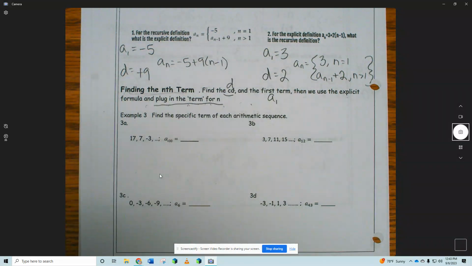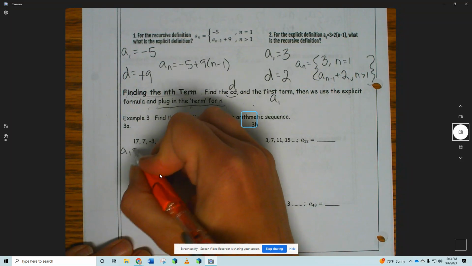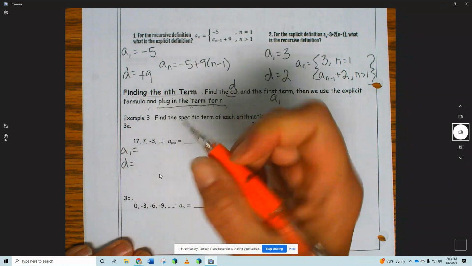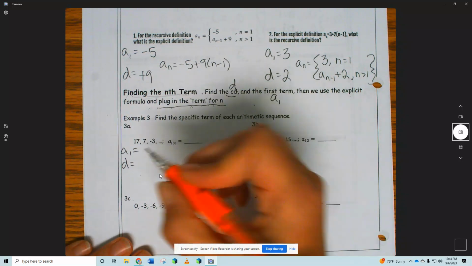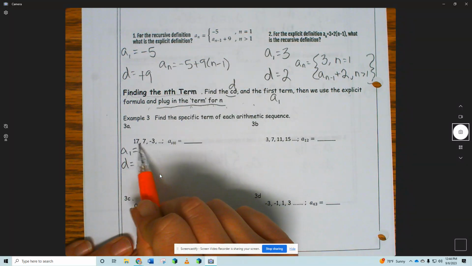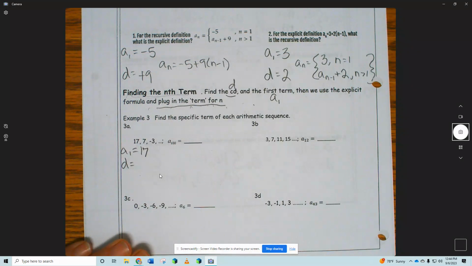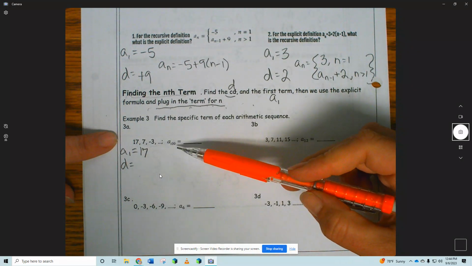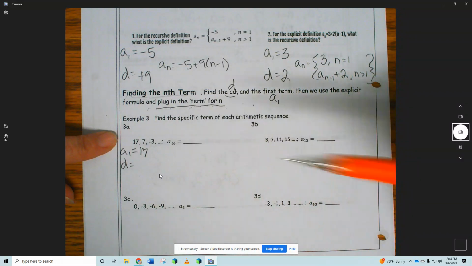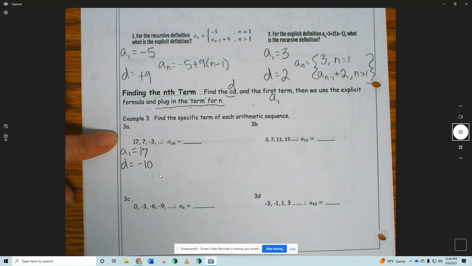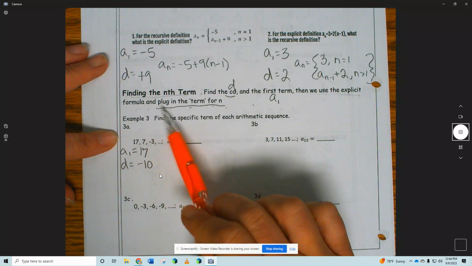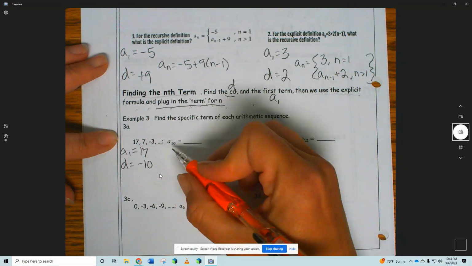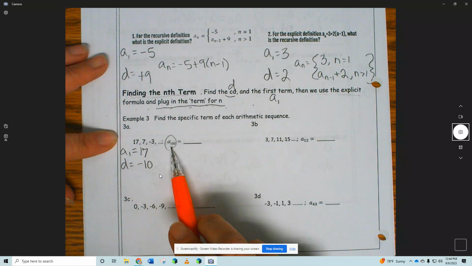Okay? This is totally good. First job, write the explicit formula. A sub 1 equals, difference equals. Okay. A sub 1 on this list right here is what? 17. 3A, what am I going down by? I'm going to put the minus in front of the 10. So now, let's see. Then we use the explicit formula and plug in a sub 100. See that? I want to know the 100th term.